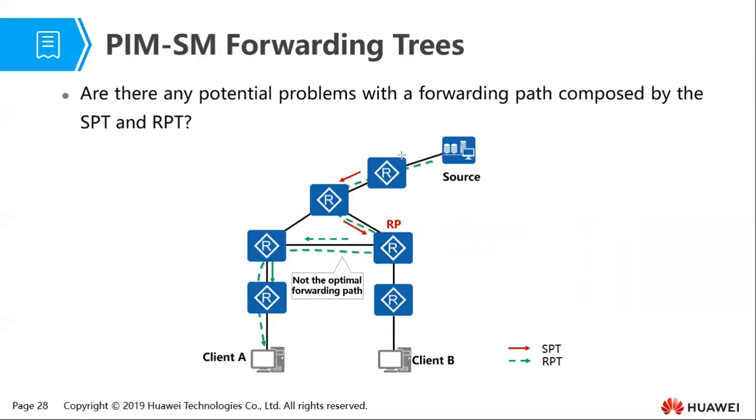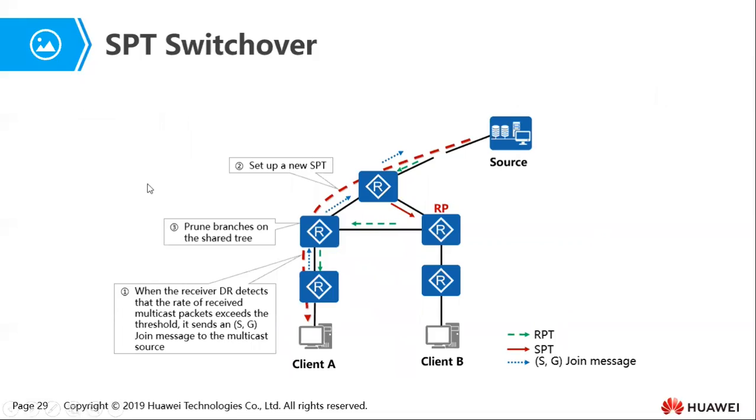So remember, we are forwarding based on the SPT, that is between the source router and the rendezvous point. Then we follow the RPT. The RPT is between the rendezvous point and the last hop router. So it does not always provide the optimal path. So what is the solution to this problem? The solution to this problem is what we are calling the SPT switchover.